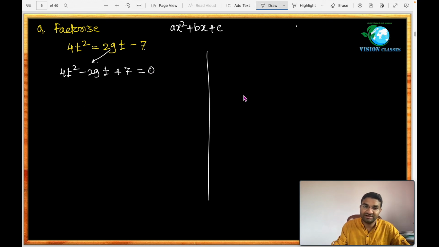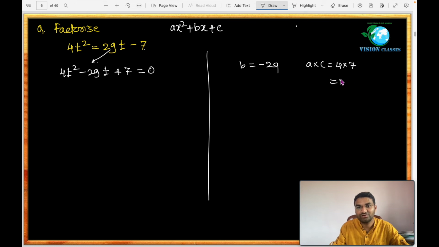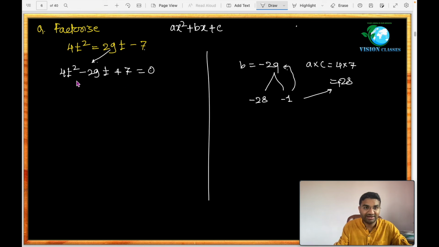Now, what's the middle term here? Middle term b is −29, and a times c is equal to 4 times 7, which is equal to 28, and this 28 is positive. Keep that in mind. So how will you split this 29? It will be −28 times −1. Multiplication is positive 28 and addition and subtraction gives just negative 29, right?